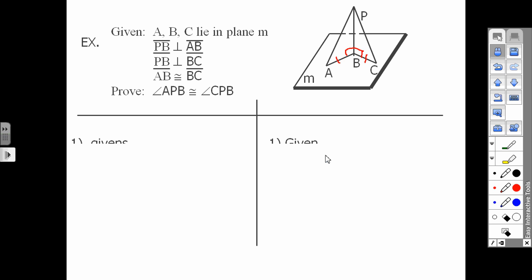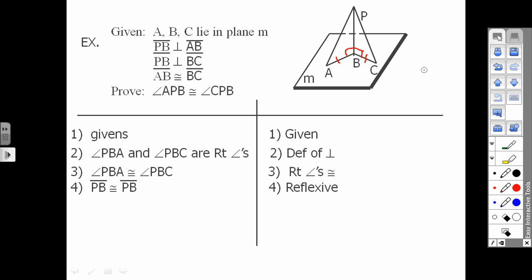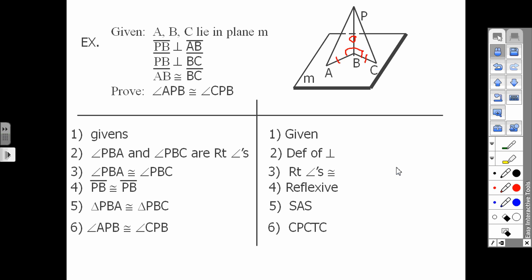So we have the givens. And then, since we had perpendicular lines, we had right angles by definition of perpendicular. We have right angles are congruent, all very straightforward things. We can use the reflexive property to talk about PB being congruent to itself. Okay. And so then we have side angle side, side angle side to say the 2 triangles are congruent, which allows us to use CPCTC to prove what we wanted to prove.